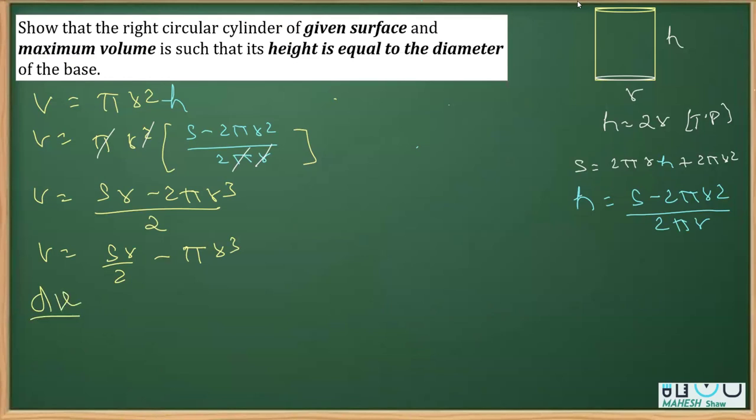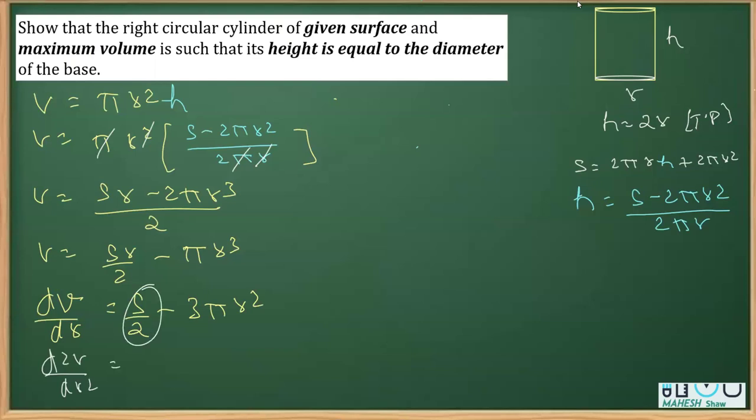Now I'll find the derivative. I'm differentiating with respect to r, not x. So this is dV by dr. Derivative of r is 1 and s over 2 is the coefficient. Derivative of this is going to be 3 pi r square. Now we'll also find its second derivative, that is d square V by dr square, as we need the second derivative test here. This being a constant, its derivative is 0, and it is minus 6 pi r.